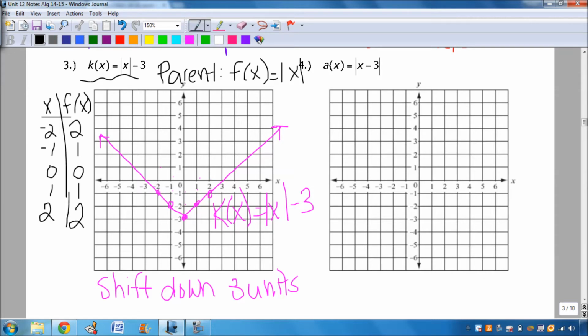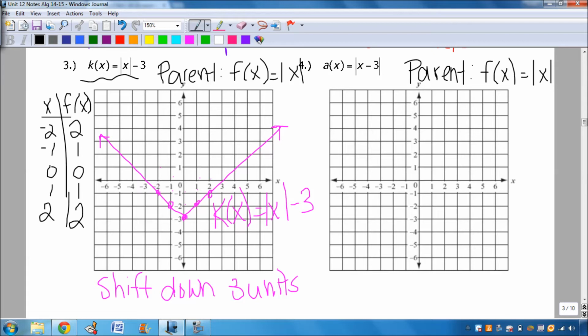It says a of x is equal to the absolute value of all of x minus 3. So again, same thing, I need to figure out my parent function. And since it's absolute value, our parent function is the absolute value of x.